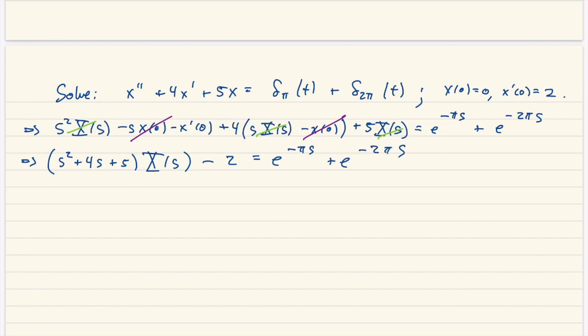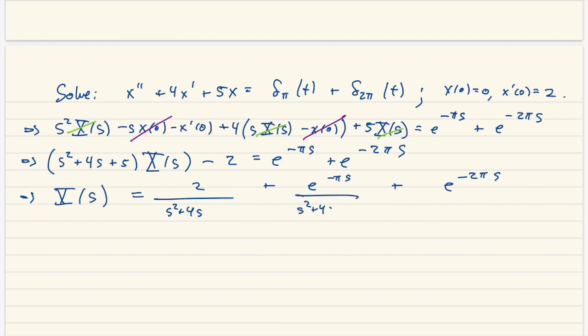And so that tells us that our capital X of s, what we're going to do is take the previous expression, add 2 to both sides. So we're going to end up with 2 plus e to the minus pi s plus e to the minus 2 pi s all over s squared plus 4s plus 5. Okay, so this is s squared plus 4s plus 5 and s squared plus 4s plus 5.